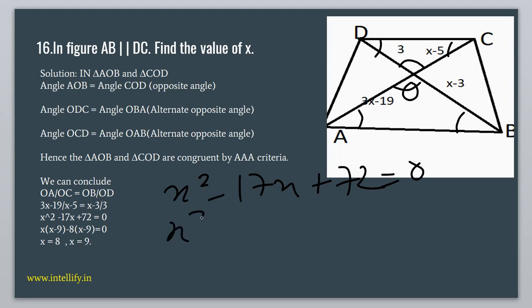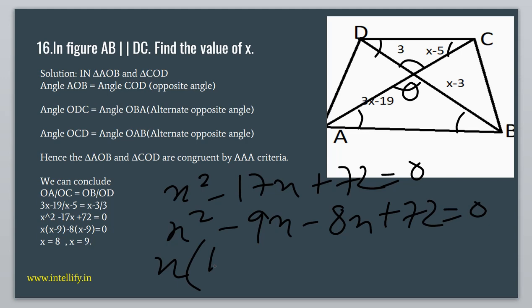For solving this, minus 17x can be written as minus 9x minus 8x plus 72 equals 0. Taking x as common, x minus 9, and here taking minus 8 as common, we take x minus 9, which will give us x minus 9 times x minus 8. So x will be 8 and 9.